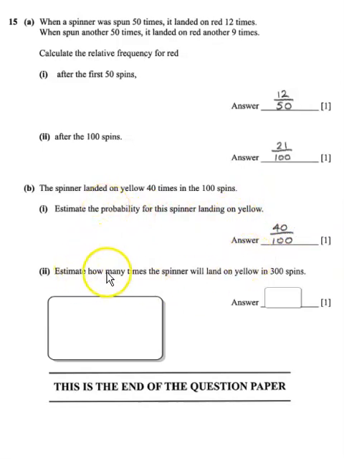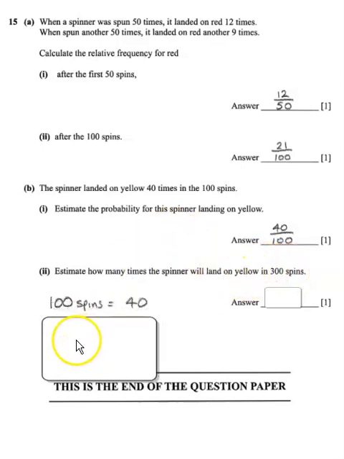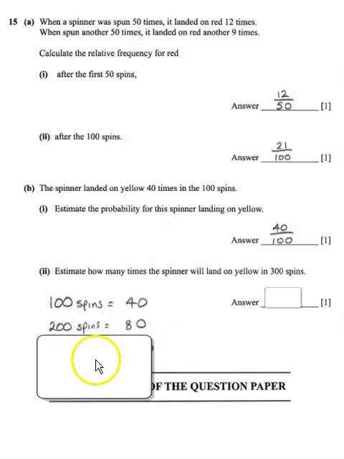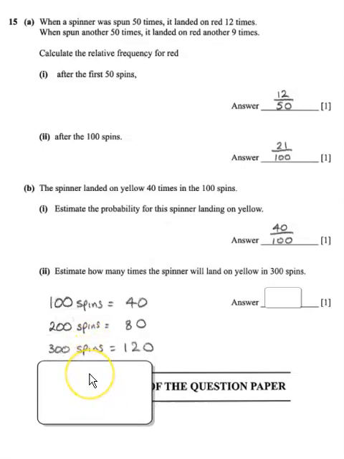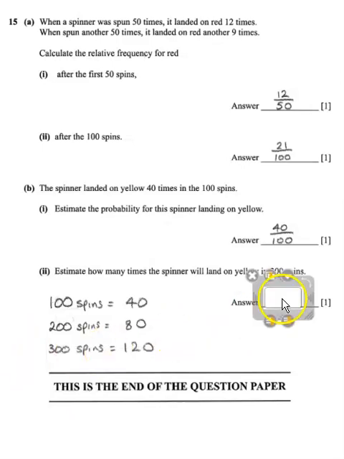So the last part of this, it says, estimate how many times the spinner will land on yellow in 300 spins. So the way I looked at it, this one here, is if it's 100 spins is 40 times it would crop up, then 200 spins it would be 80 times in total, and 300 spins it should be 120 times. So that is the answer, 120.